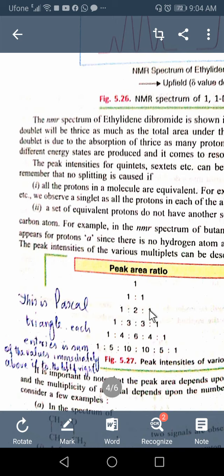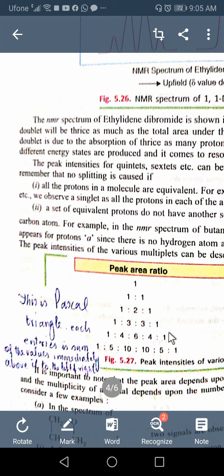Now we come here, 1 is written here, this 1 is written here, 2 plus 1 is equal to 3, it is written here. So this is what we get: 1, 2, 3, 4 in a quartet. The ratio of the intensities, the ratio of the heights of the peak, the ratio of the areas of the peak will be 1:3:3:1. Always this ratio.